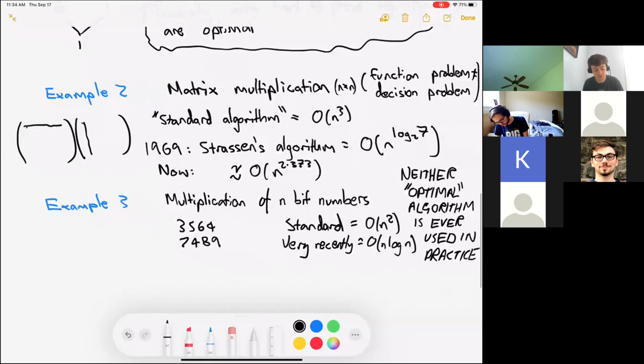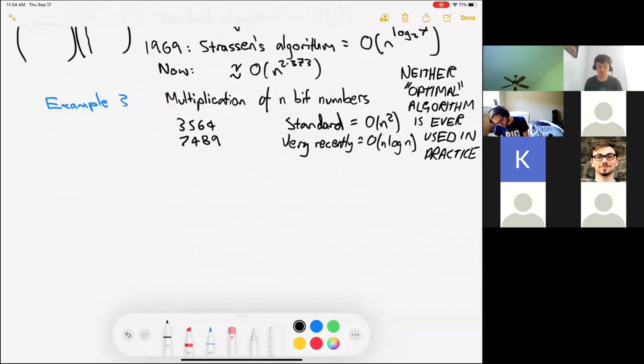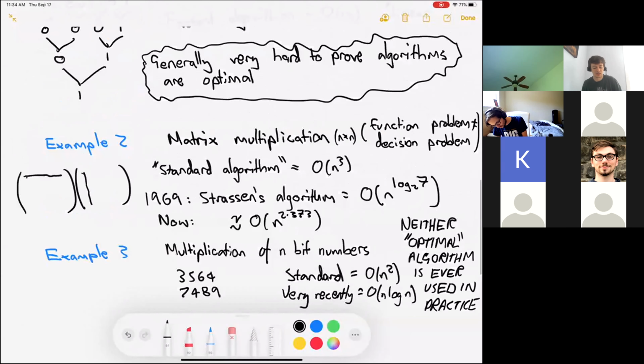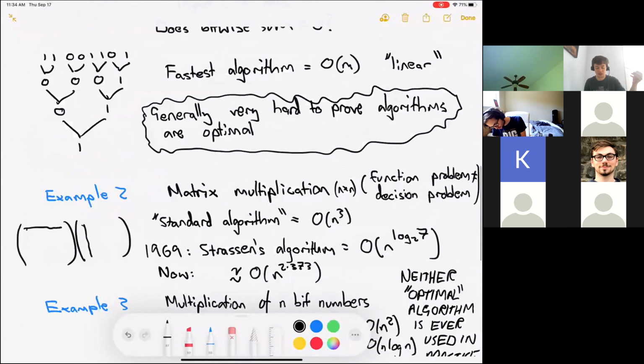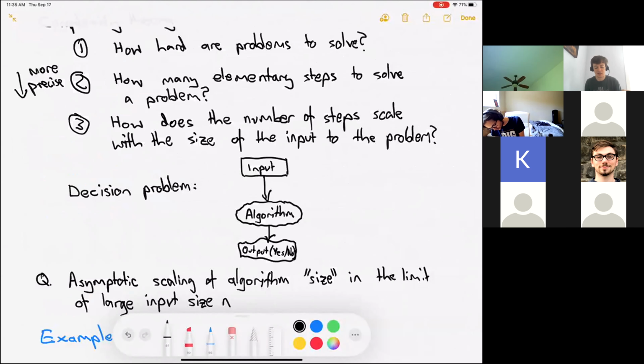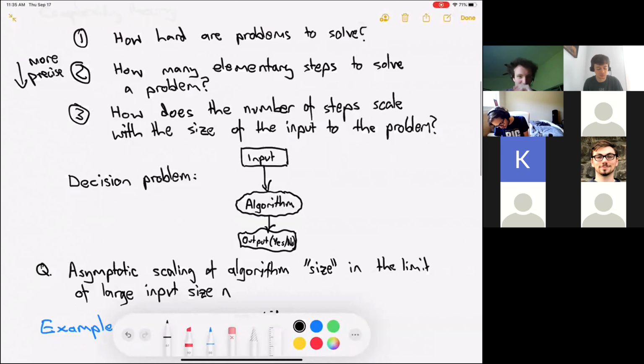Okay. Could you explain the difference between a function problem and a decision problem again? Yeah, so a decision problem is, let's go back up here. We have an input that scales with size n. We apply some algorithm, and then the output is just yes or no. So it's just a 1-bit output. For a function problem, the output is basically a large number of bits, that's just a function of the input. I think you normally want the size of the output to scale comparably with the input, although you can vary that.